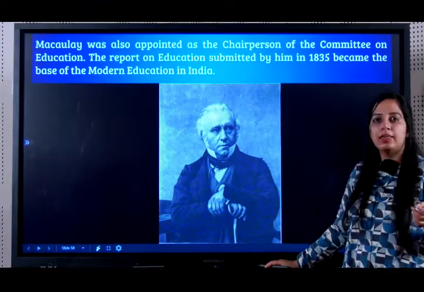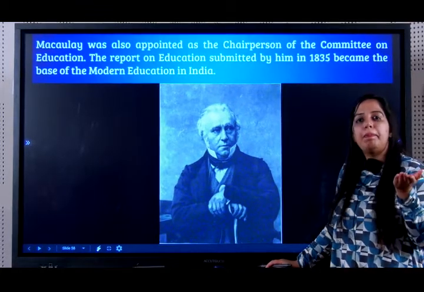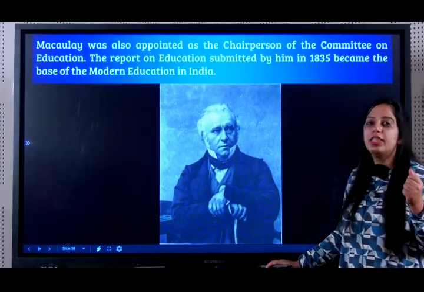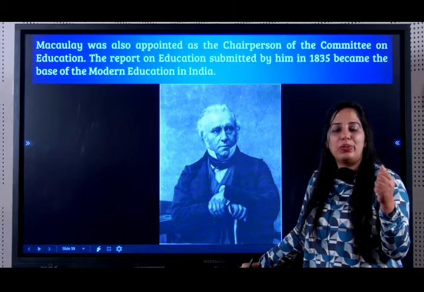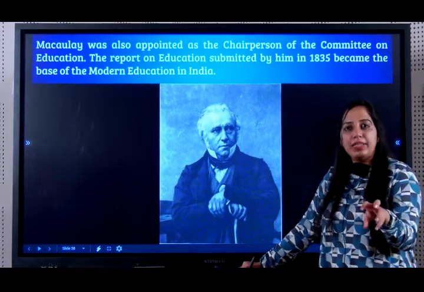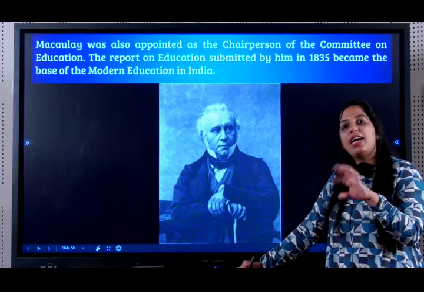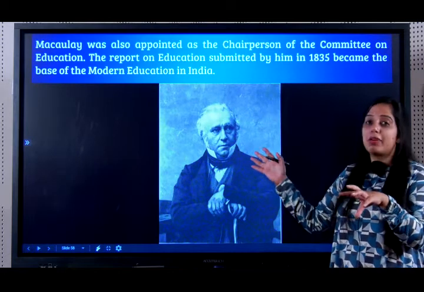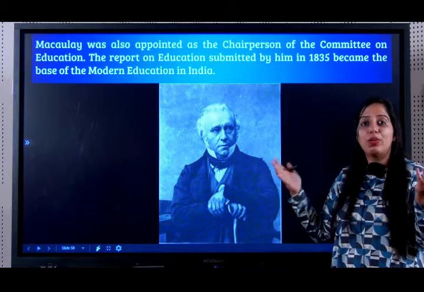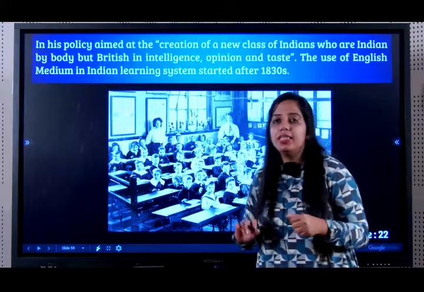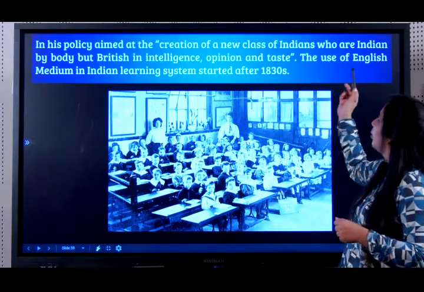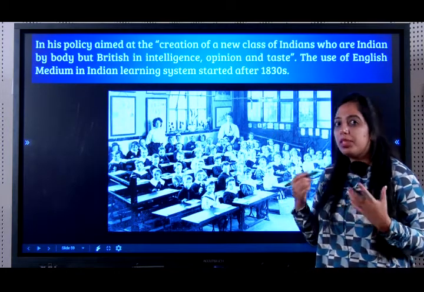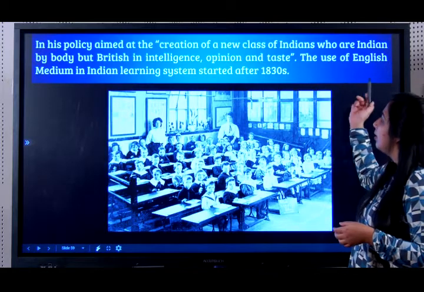He gave a report. This report became the base of modern education in India. The schools that you all go to, the pre-primary education, the primary education, the higher secondary education, all of these recommendations were given by Macaulay. So you can imagine it was started then, and it's being followed even today. In his policy, he aimed at the creation of a new class of Indians who are Indians by body, but British by intelligence, opinion and taste.